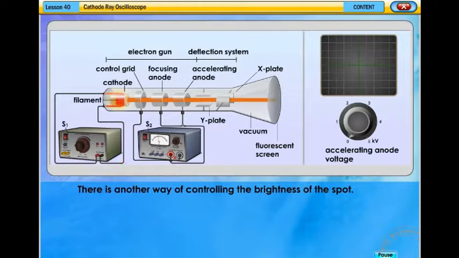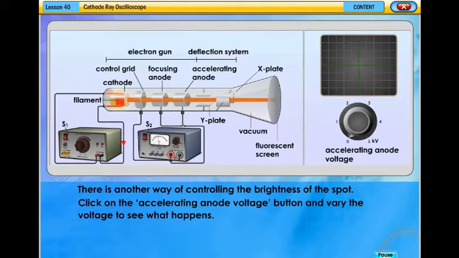There is another way of controlling the brightness of the spot. Click on the Accelerating Anode Voltage button and vary the voltage to see what happens.